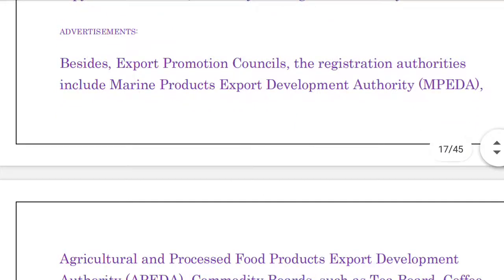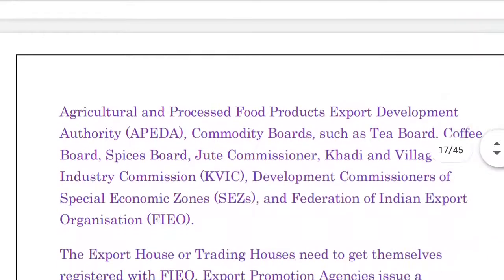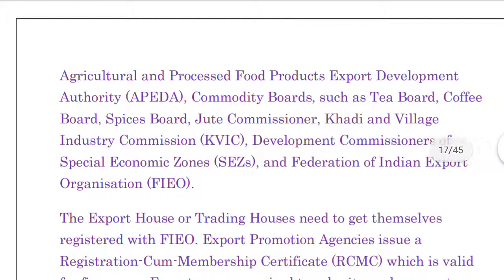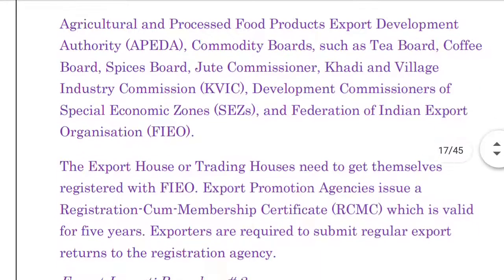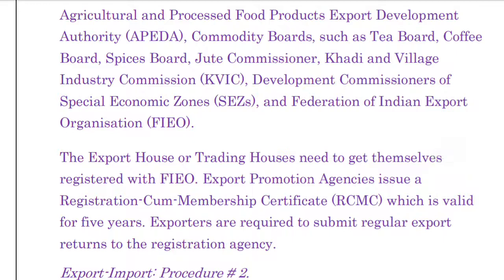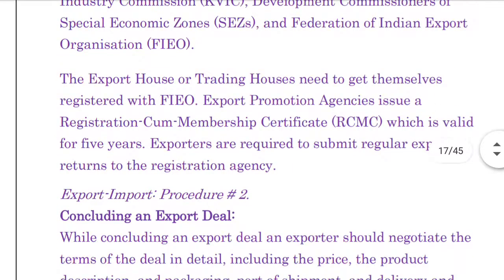Besides the export promotion council, the registration authorities include the Marine Products Export Development Authority. This also helps in case of marine products. These are divided into many parts, many subgroups like agriculture, commodity boards of coffee, Khadi Village Commission, special economic zone, Federation of Indian Export Organizations. These are part of it.